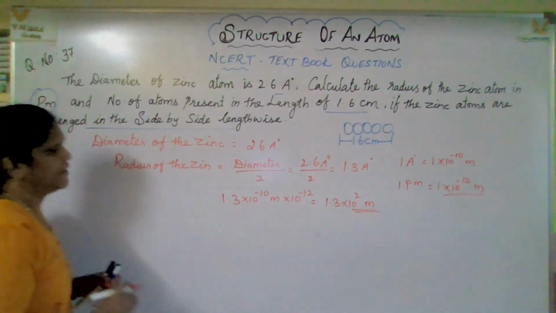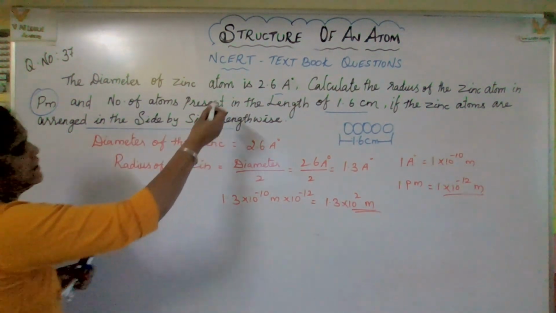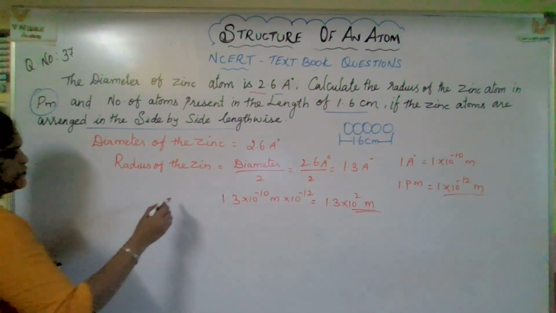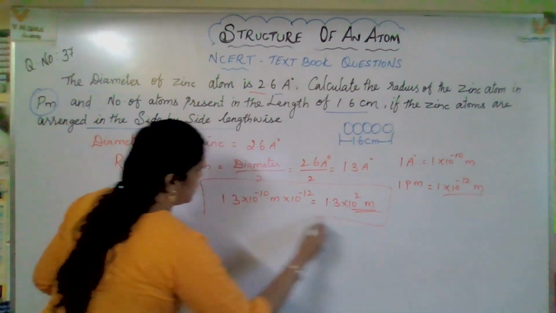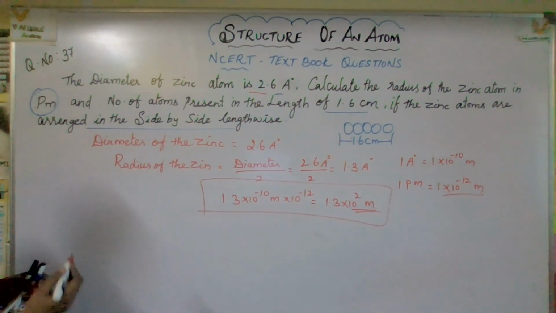Right? Okay, fine. You got it. The first one, what is it? Diameter of zinc is this one. Calculate the radius of zinc atom. Yes, we found. Okay. Now, the number of atoms present in the length.